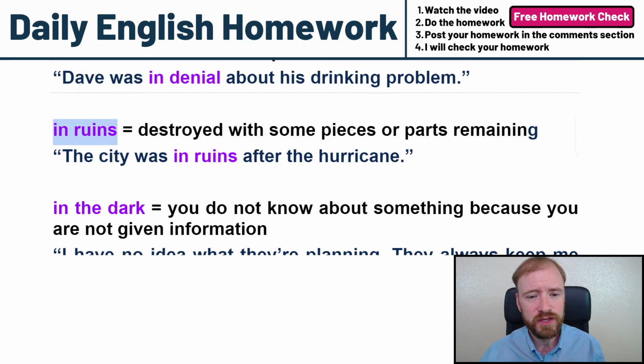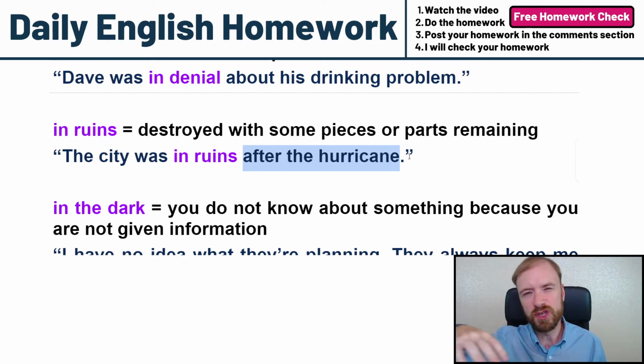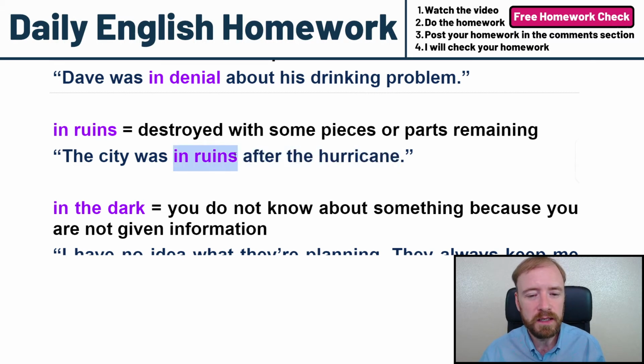In ruins, destroyed with some pieces or parts remaining. Usually we talk about cities, like ancient old cities. The city was in ruins. In this case, they're using a hurricane. I know in America they had Katrina maybe 10, 15 years ago. I don't remember the hurricane in New Orleans. And the city was in ruins. So it was destroyed. But again, going back to old ancient cities, they are in ruins, destroyed. Many pieces broken. It's not all 100% broken, but it looks like no one's going to live here unless they fix it. So some houses, some apartment buildings can be in ruins. That would probably mean no one's living there.